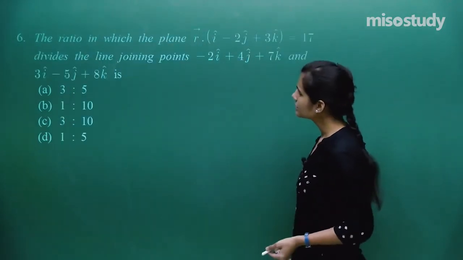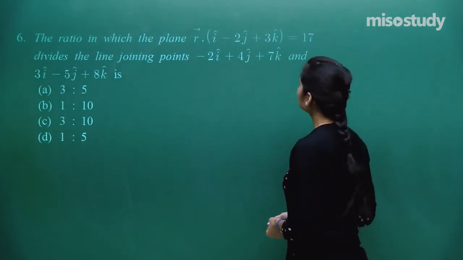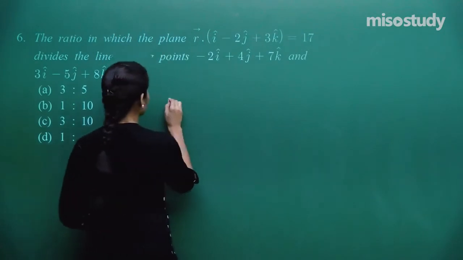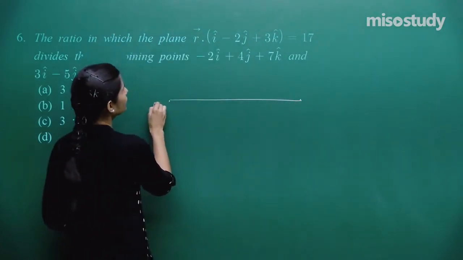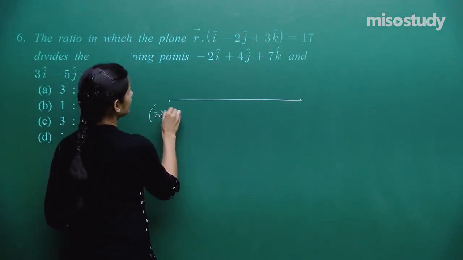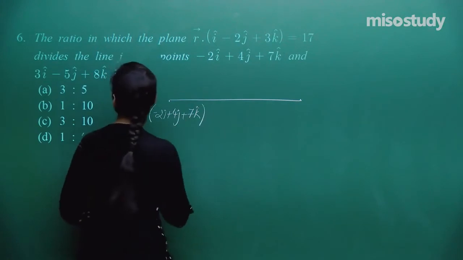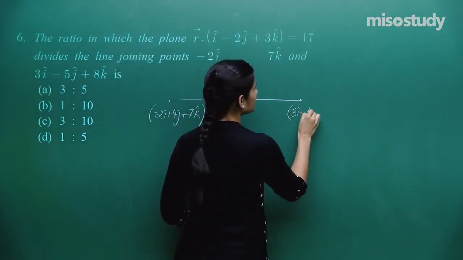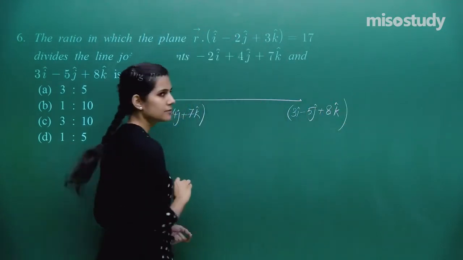Next question is, the ratio in which this plane divides the line joining these two position vectors is what ratio? So, see, there is some point whose position vector is -2 i cap + 4 j cap + 7 k cap, and another point whose position vector is 3 i cap - 5 j cap + 8 k cap, right?